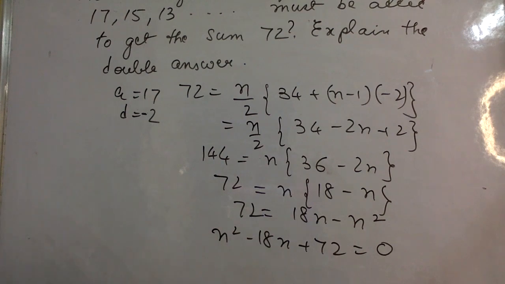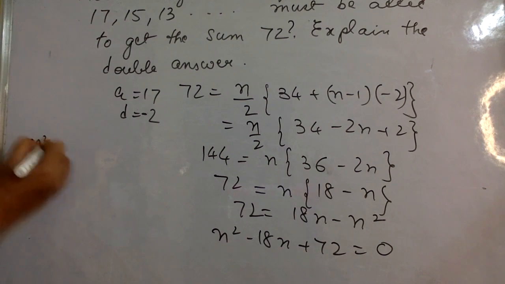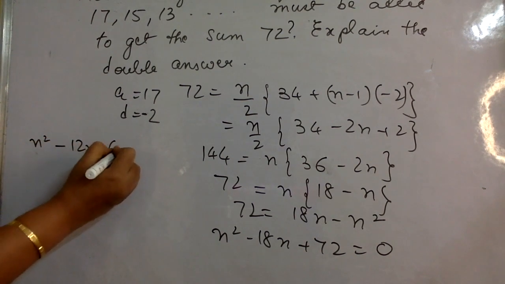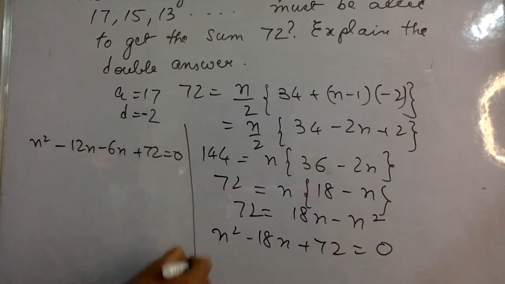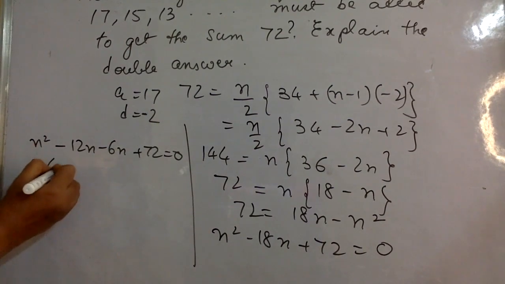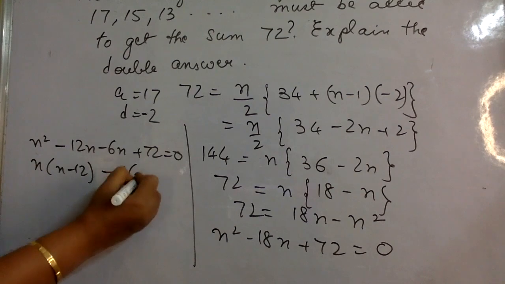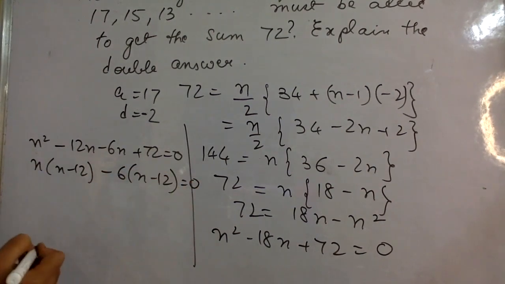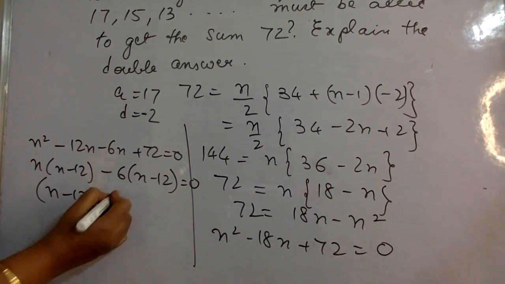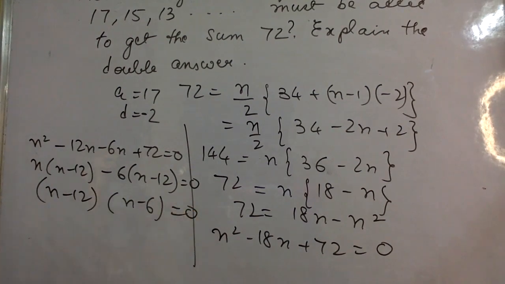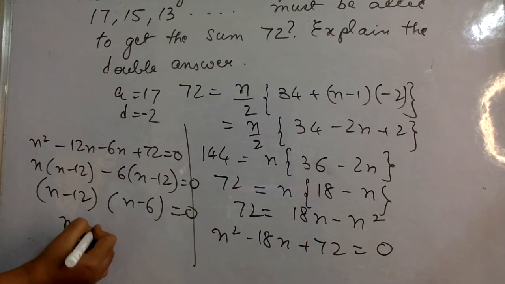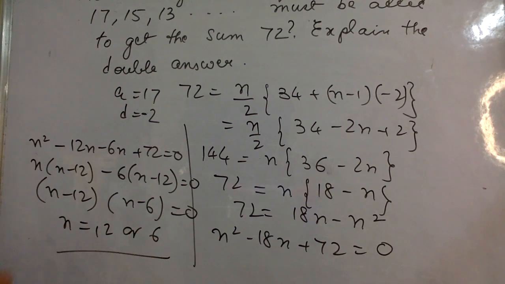By middle term factorization. So we can do middle term factorization and we can get it as n square minus 12n minus 6n plus 72 is equal to 0. So n minus 12 in one bracket, n minus 6 in the other bracket. So n is equal to 12 or 6. For both these values of n, 12 or 6, we can get the sum as 72.